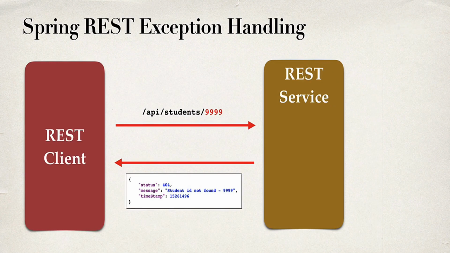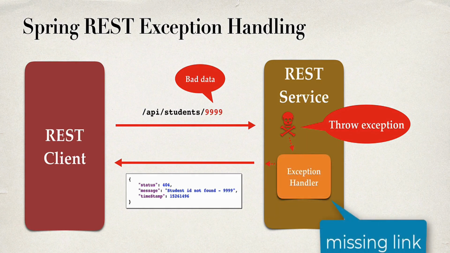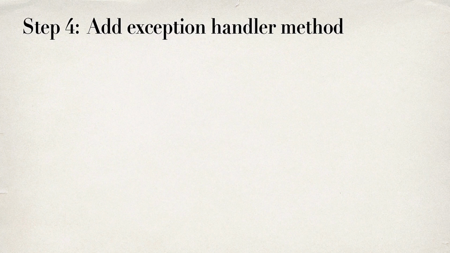Now at this point, we have an exception that's thrown. Looking at our big picture again, our bad data coming in of 999, we've thrown the exception, so that part is taken care of. But the next thing, the missing link right now, is the exception handler. Who's going to handle the exception, and how will they get the appropriate JSON data back to the client? That takes us up to step 4, adding the exception handler method.